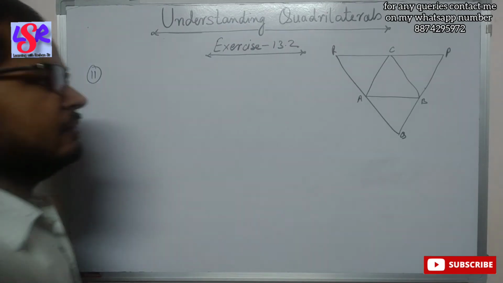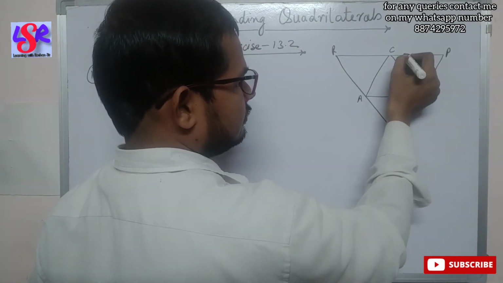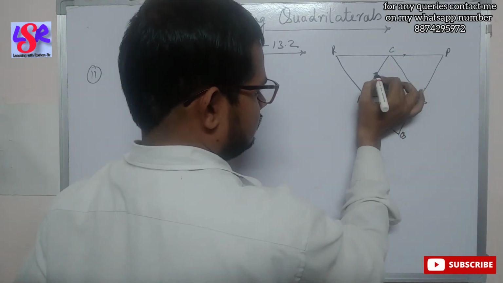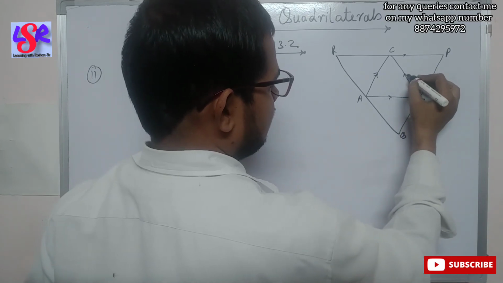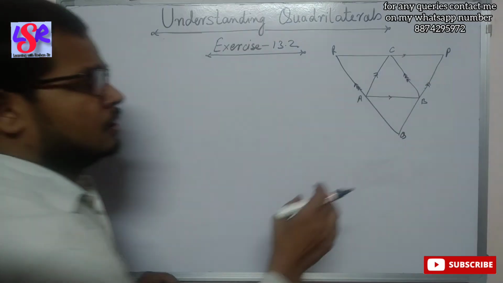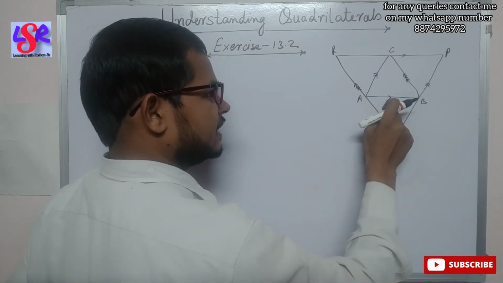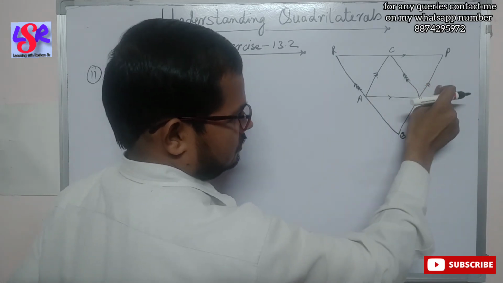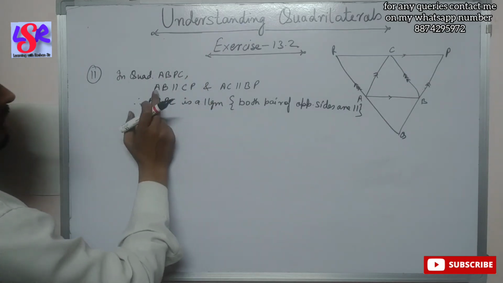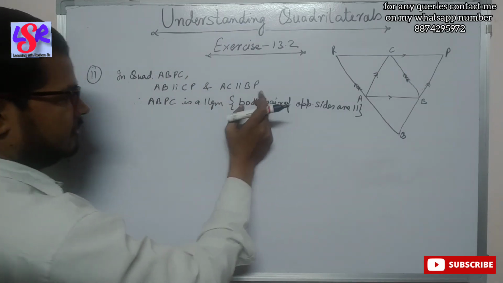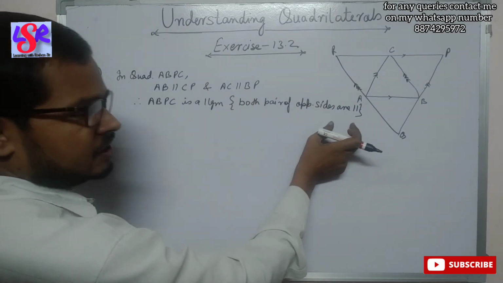Here in this question we have a triangle ABC, and a line parallel to AB is passing through C, a line parallel to AC is passing through B, and a line parallel to BC is passing through this one. Now from the figure, if we take quadrilateral ABPC, we see that this side is parallel to this one and this is parallel to this one, so this can be a parallelogram. In quadrilateral ABPC, AB is parallel to CP and AC is parallel to BP. Therefore, quadrilateral ABPC is a parallelogram, as both pairs of opposite sides are parallel.